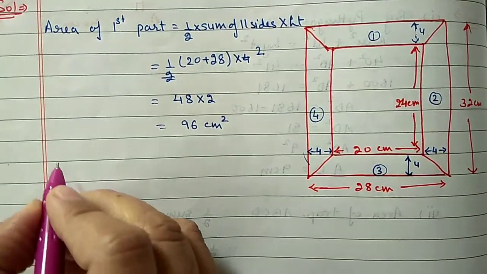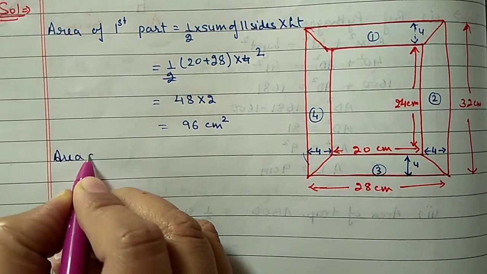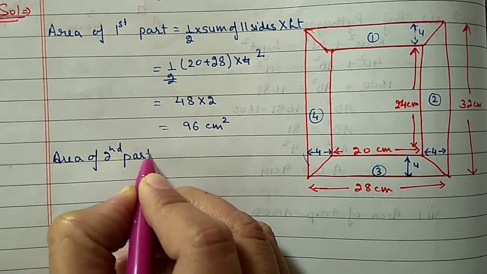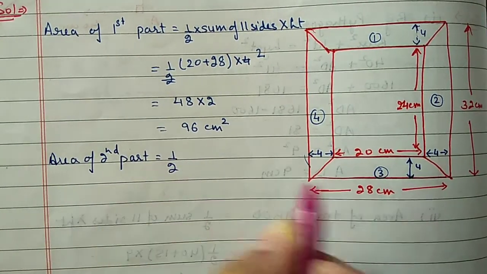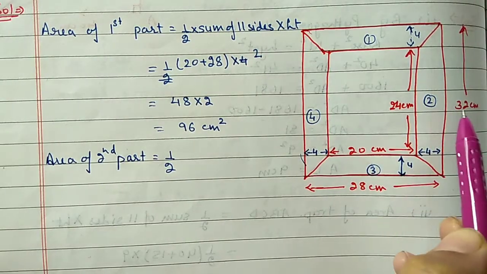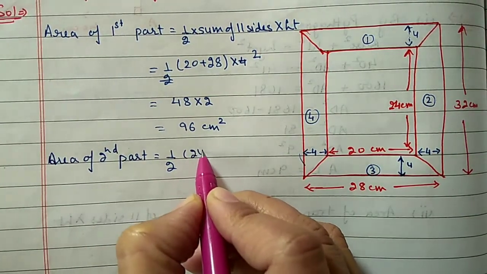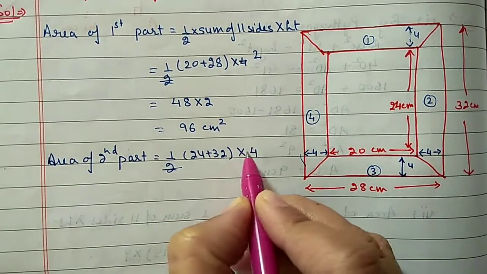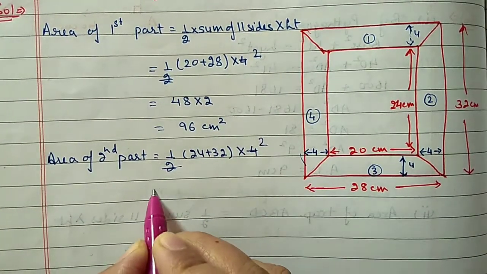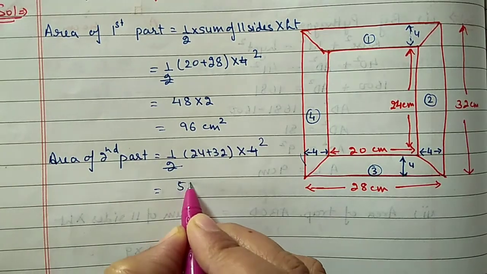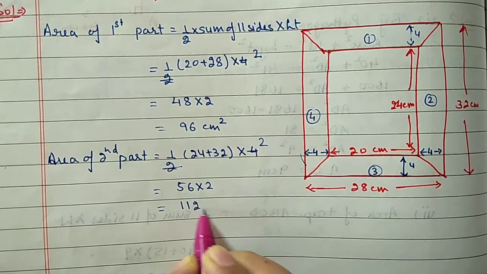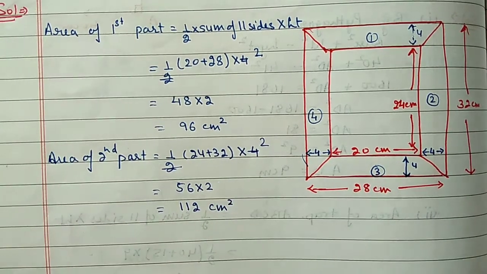Now second part, area of second part, same, half sum of parallel sides. So 24 and 32 are the parallel sides, 24 plus 32 and height is same, 4. 24 and 32 is equal to 56 into 2 is equal to 112 centimeter square.